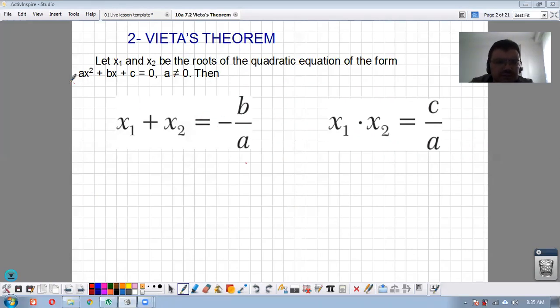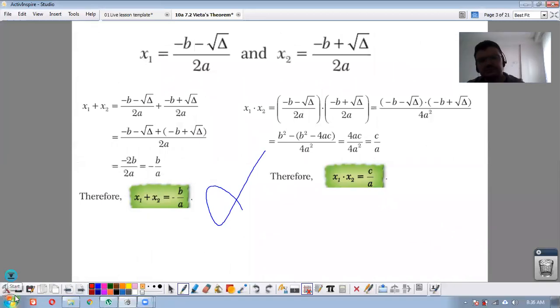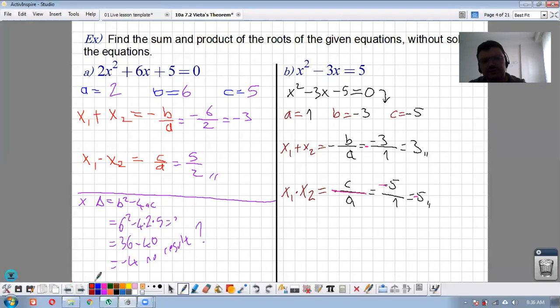So you just need to make it clear what these a, b, c numbers are. After that, when I ask you the sum of the roots, it is equal to minus b over a, and the product of the roots is equal to c over a. So now let's go to the first example.